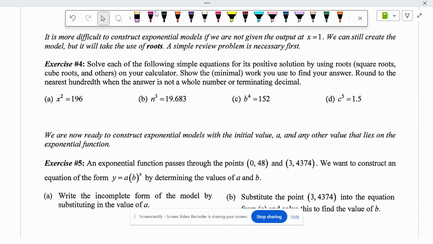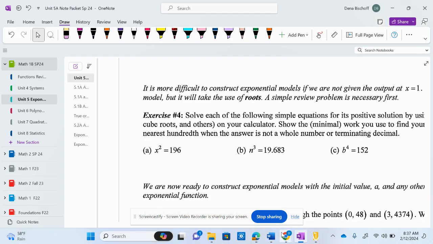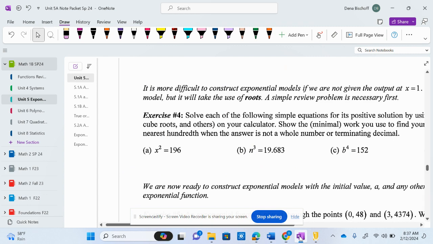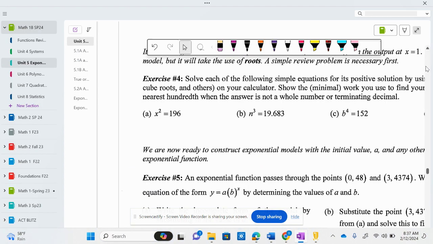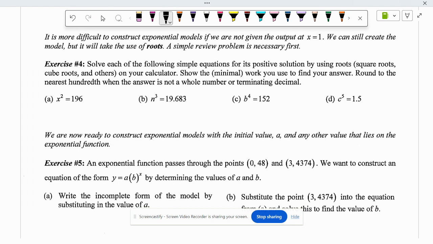So sometimes we're going to have to take the roots of a function. If we get an exponent of anything greater than 1, we're going to have to use the roots, meaning we might have to take the square root or the cube root of something. So when I look at exercise 4, we're just looking at how do I get x all by itself?